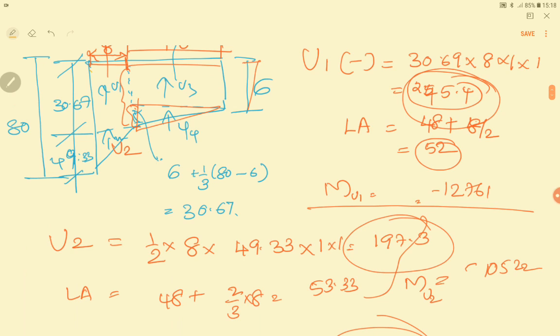Okay, so you have the u1, this was our basic diagram, and this was our u1, which was a rectangle. This was our u2, which was a triangle. Then here you were also having a u3, which was again a rectangle, and a u4, which was a triangle. All these 4 things you have to add together.